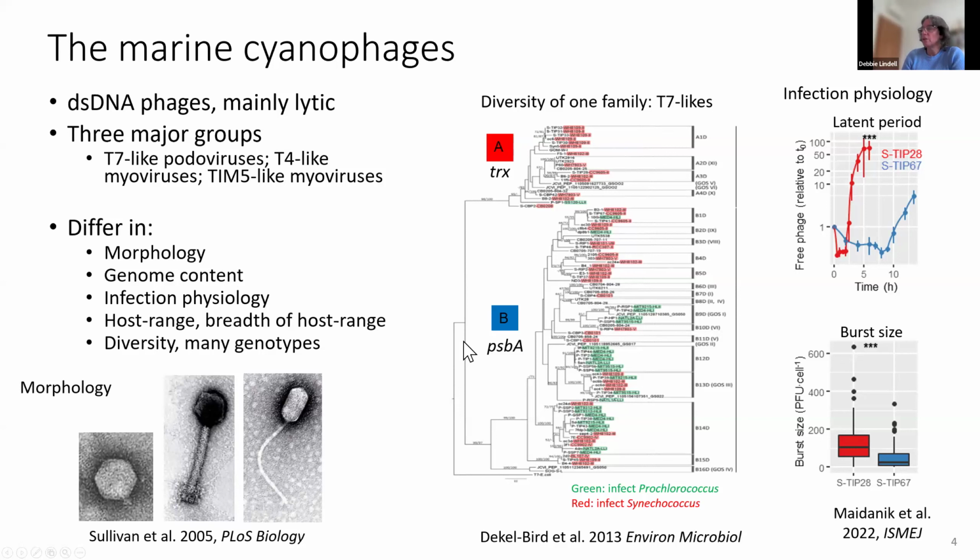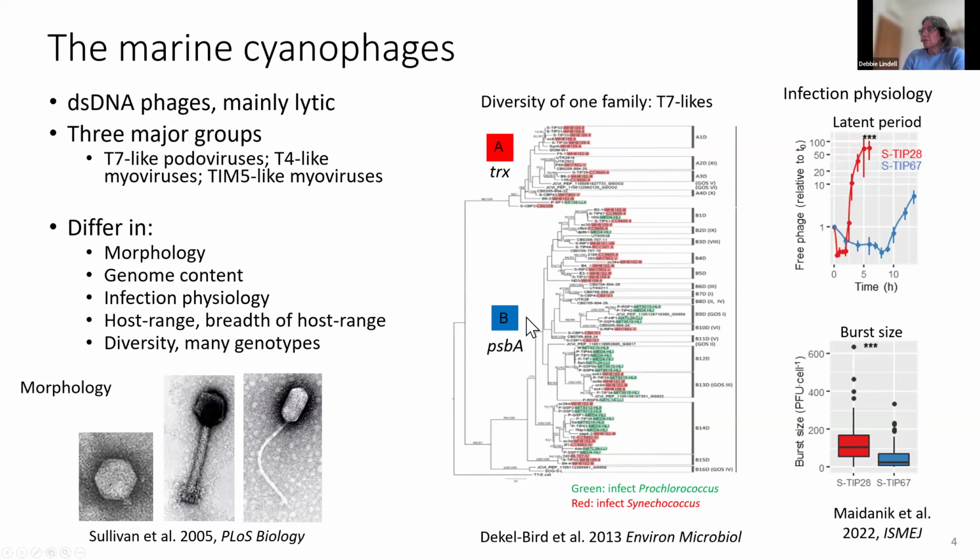And they're highly diverse. So you can see here a tree of T7-like cyanophages based on the DNA polymerase gene, and you can see that there are two major clades, clade A and clade B. They differ in the types of special genes they carry from their hosts: thioredoxin for clade A, the photosynthesis gene psbA in clade B. And they also differ in their infection properties. Clade B has a longer infection cycle and lower burst size than clade A phages.